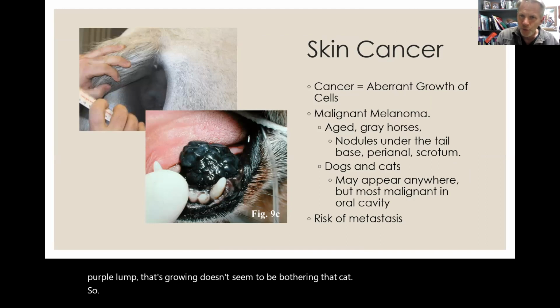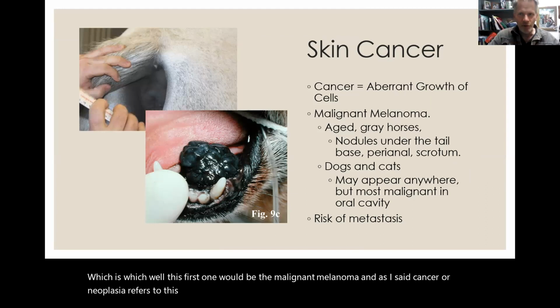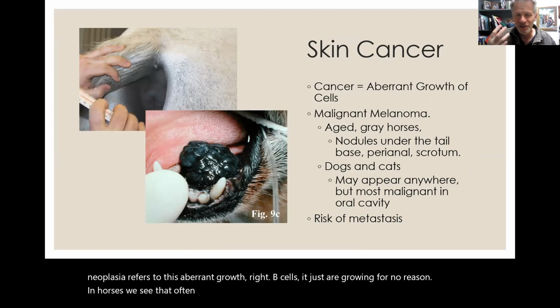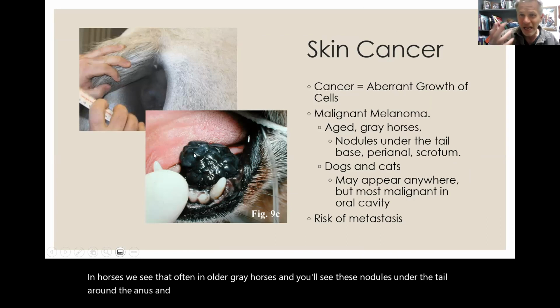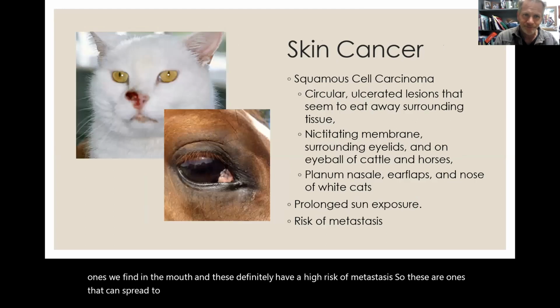So, which is which? Well, this first one would be the malignant melanoma. And as I said, cancer or neoplasia refers to this aberrant growth, right? These cells that just are growing for no reason. In horses, we see it often in older gray horses, and you'll see these nodules under the tail, around the anus and the scrotum. In dogs and cats, they can be anywhere, but the most malignant ones we find in the mouth. And these definitely have a high risk of metastasis. So these are ones that can spread to the lungs, for example.